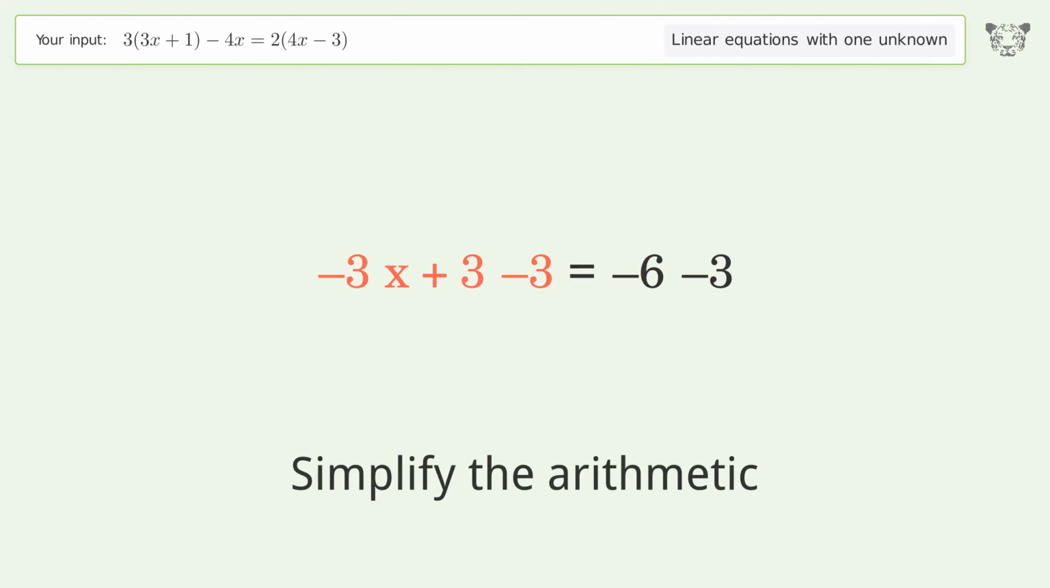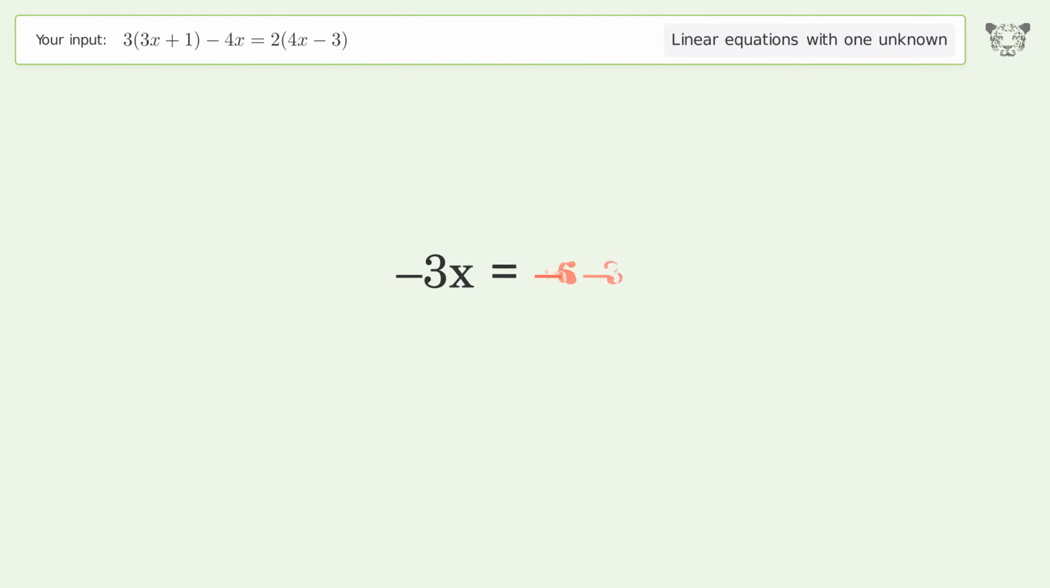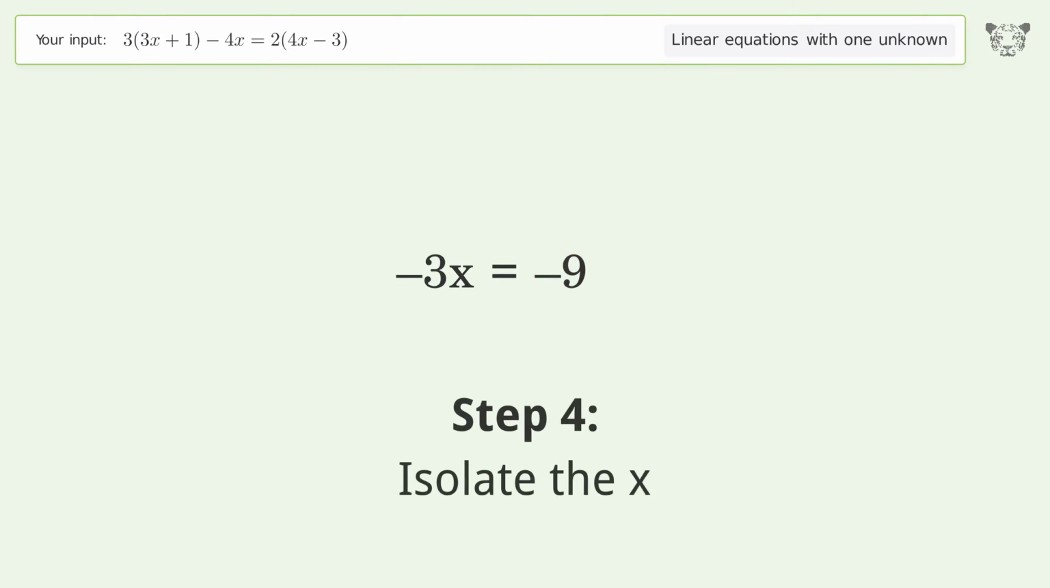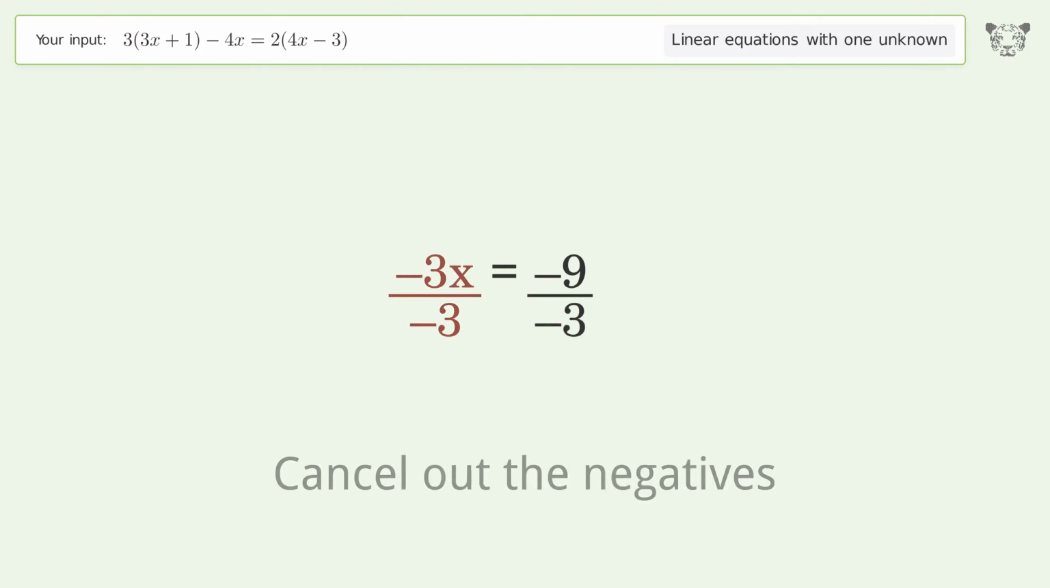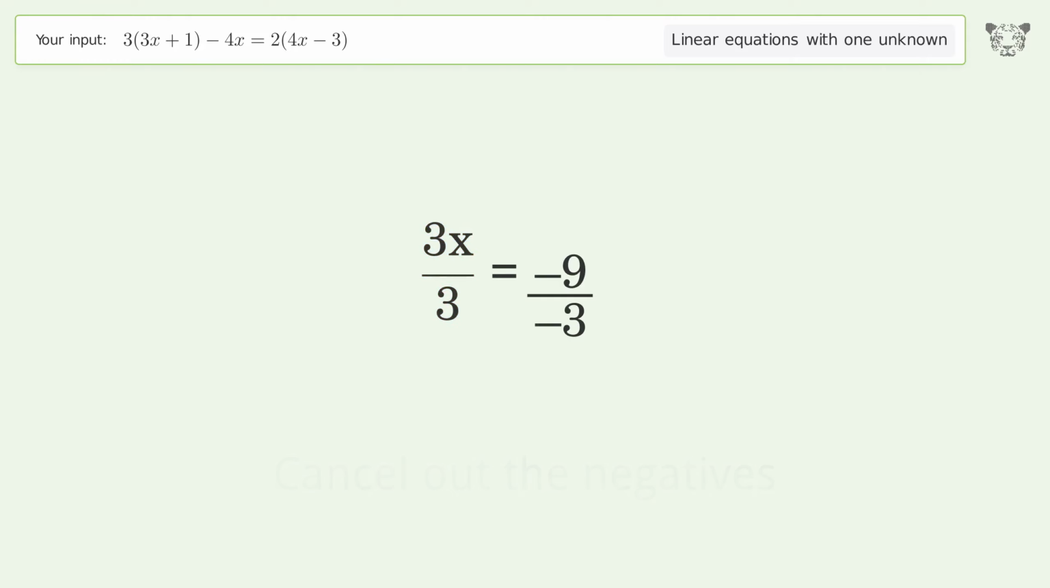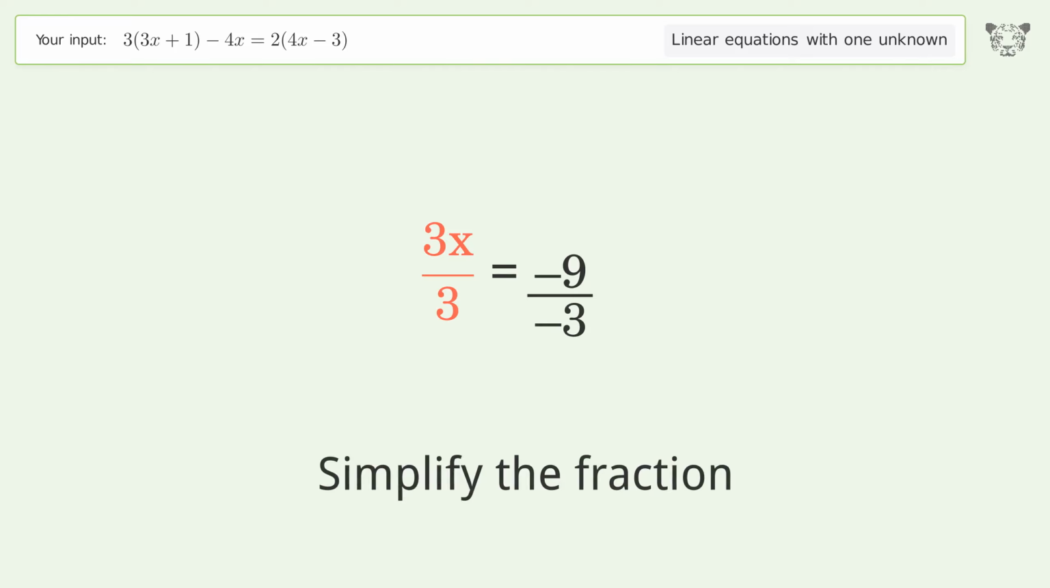Simplify the arithmetic. Isolate the x. Divide both sides by -3. Cancel out the negatives. Simplify the fraction.